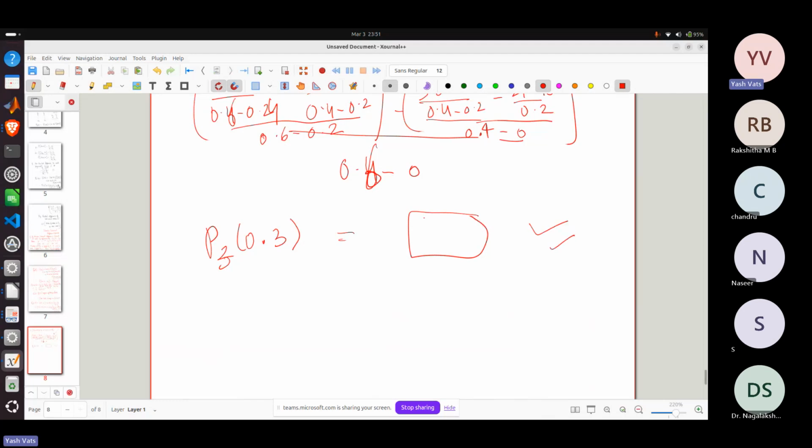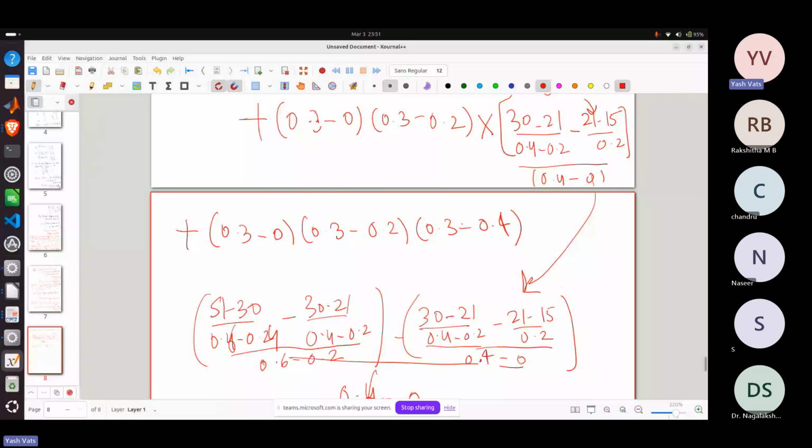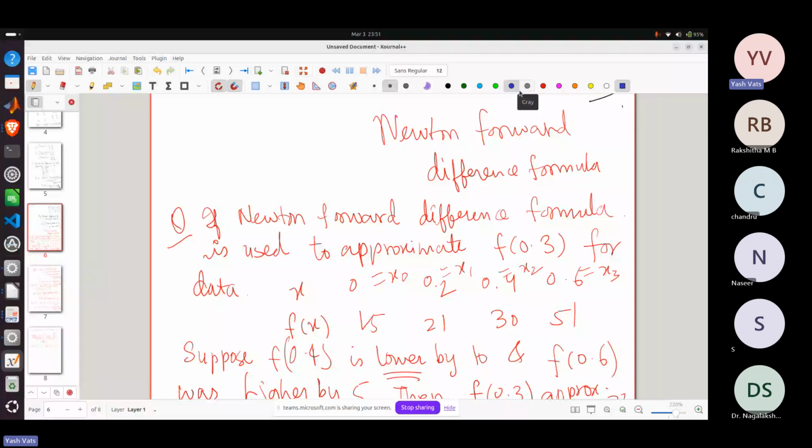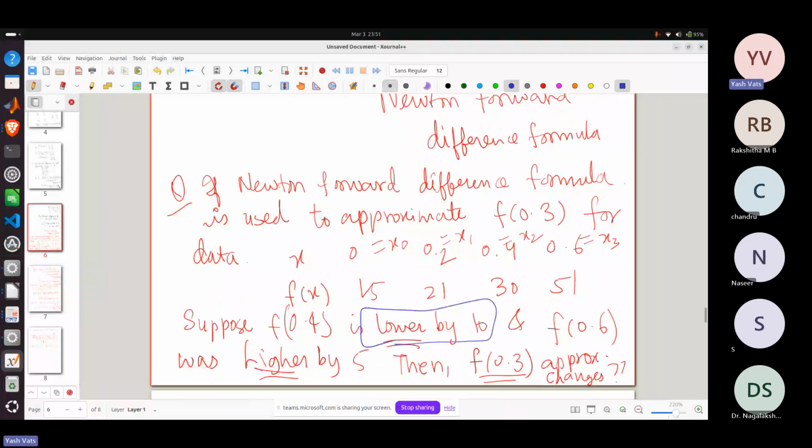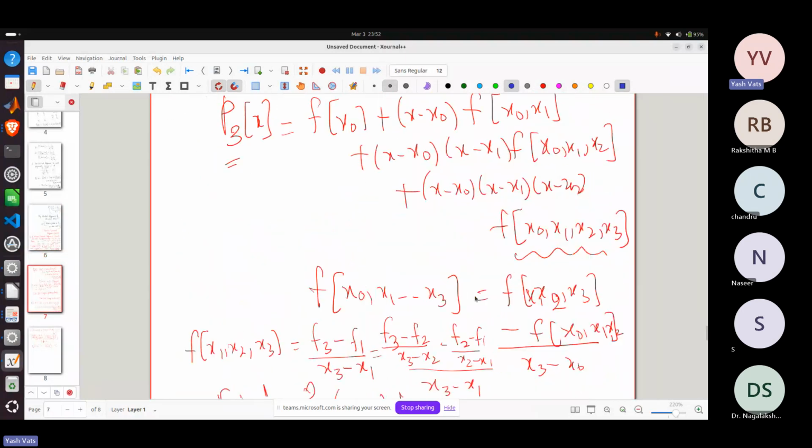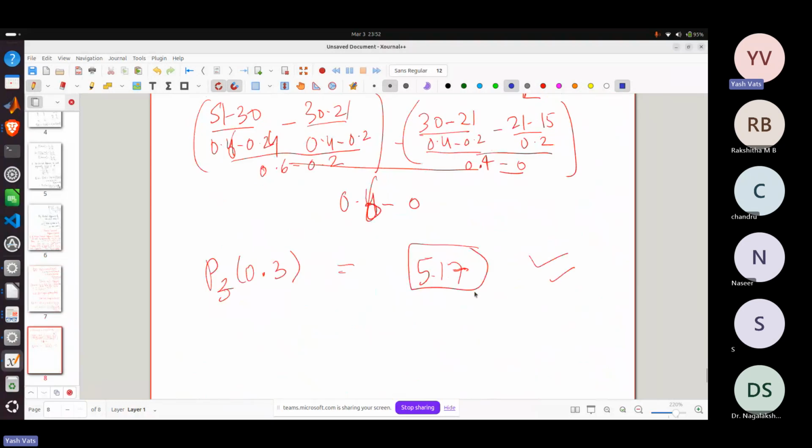So you get something like maybe 5.17, kind of anything like that, using this. Now I tweak this because the question says f4 is lower by 10, right? So you decrease this value by 10. You just make it 20. And you make f5 higher by 6. You make it 56. Now you do the same thing and calculate your P3 in the blue one. So P3 will be 6.19, right?